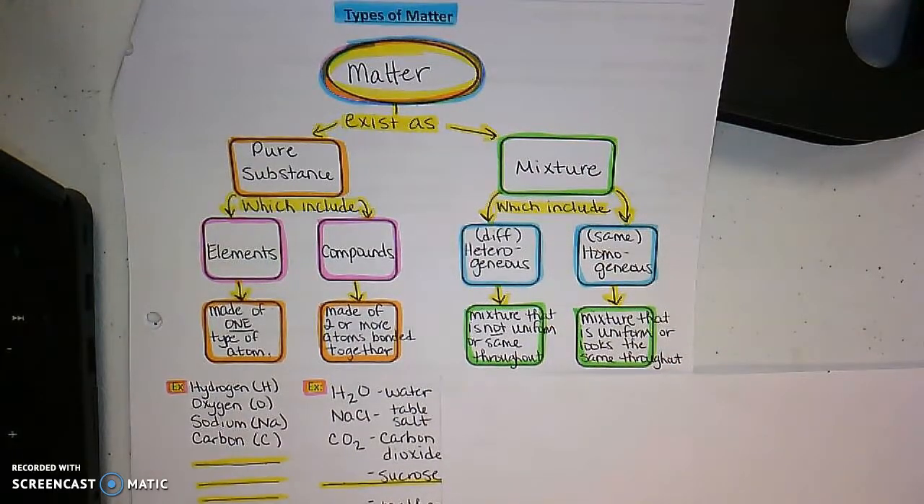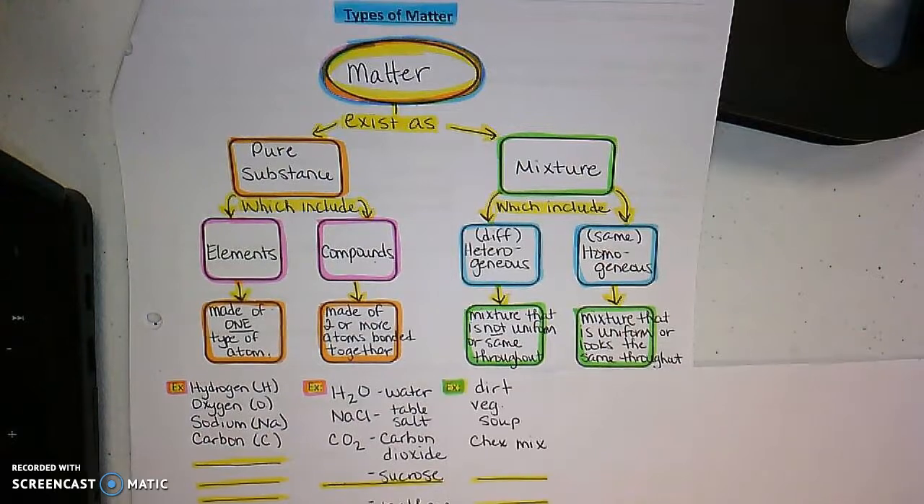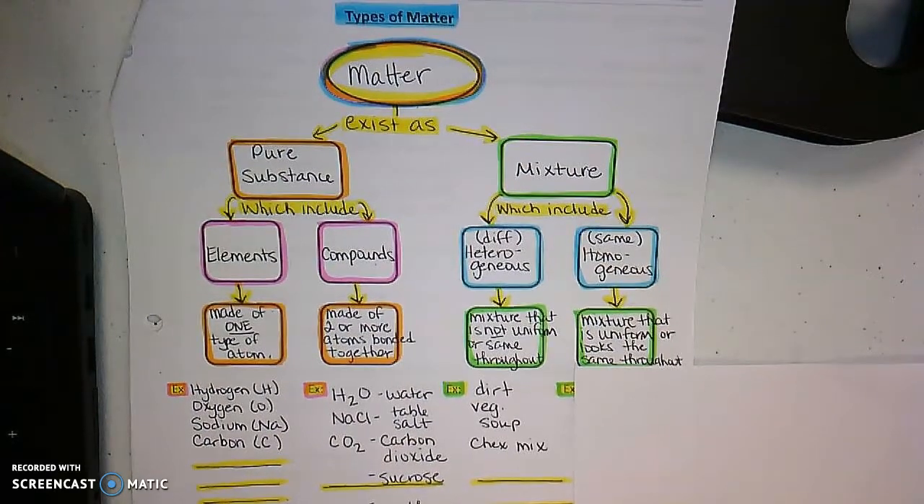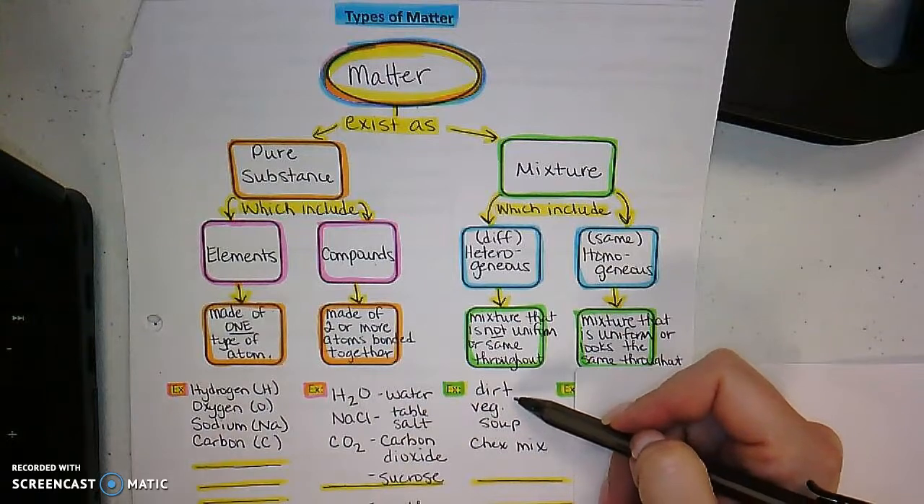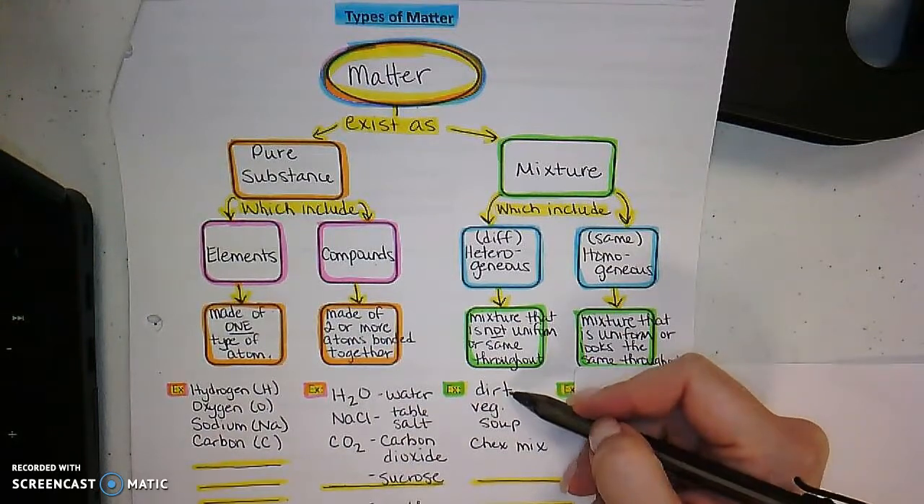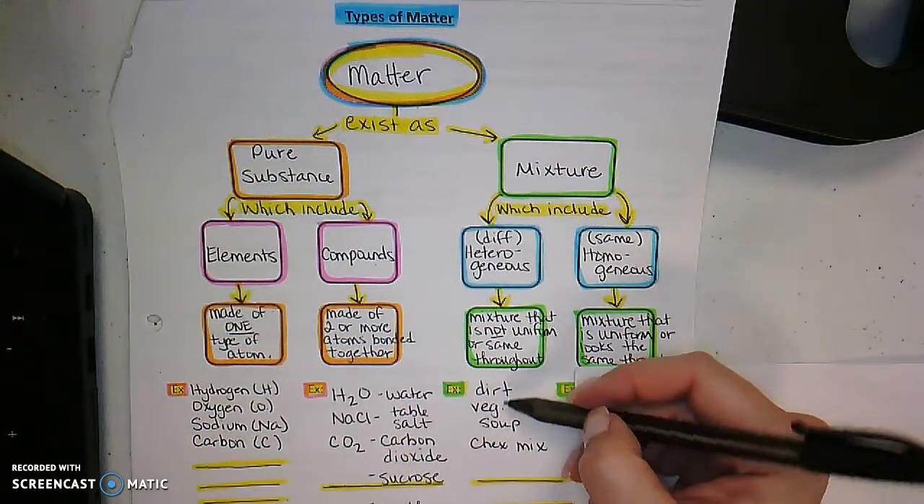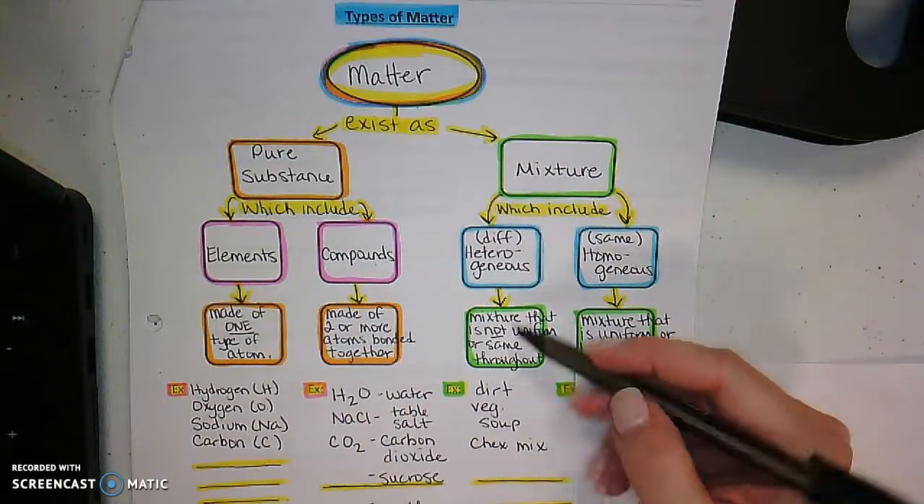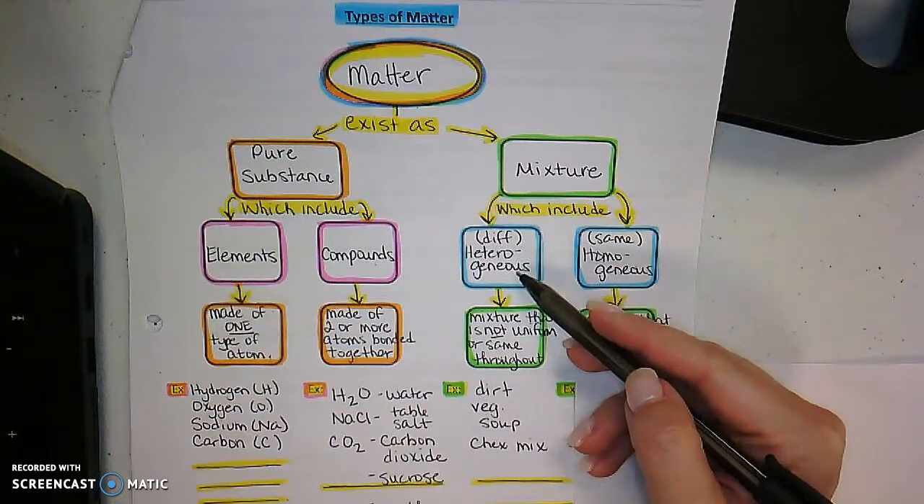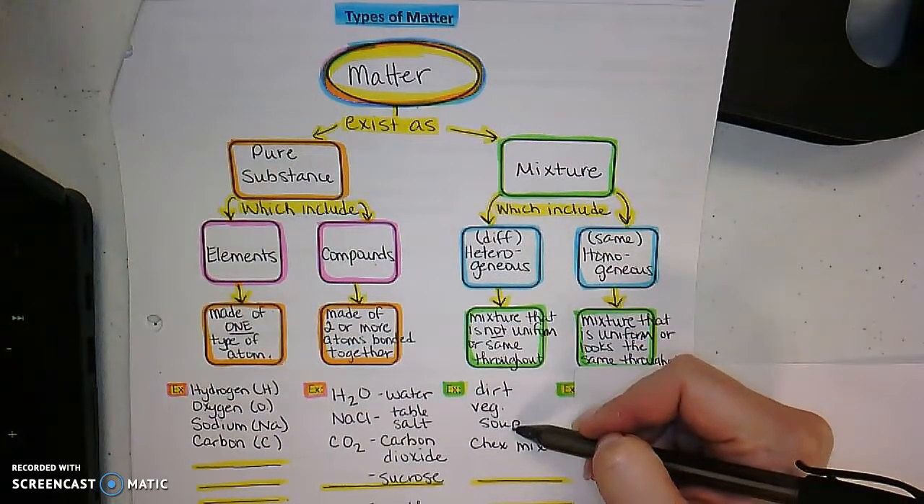In a heterogeneous example, we would have things like dirt. If you go outside and get a shovelful of dirt right out the back door of the classroom, each shovelful might be different. Some might have some grass, some trash, some different types of rocks in it. Some might have some clay or sand, but it's a heterogeneous mixture. The makeup is different.